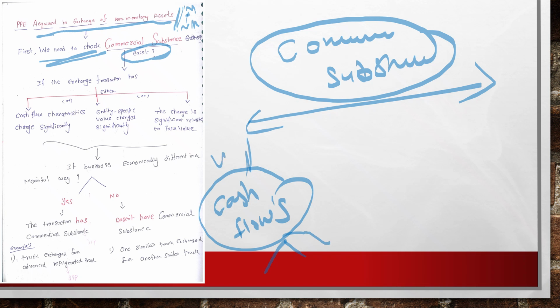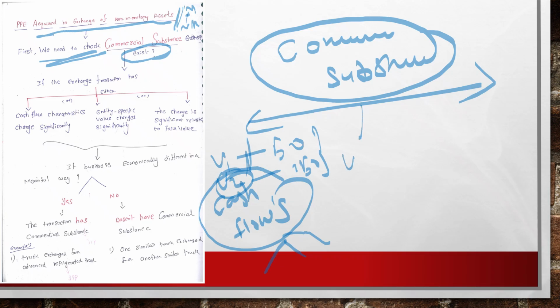So if you use vehicle one, you will get 50 crores. If you use vehicle two, you will get 150 crores. So this is a significant change, not just 1 or 2 crores. This is a significant change by using vehicle two, and then the entity's specific value will change significantly.